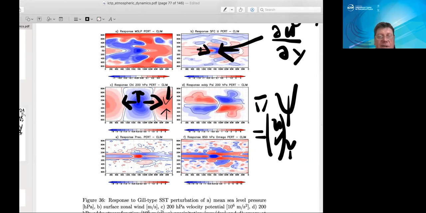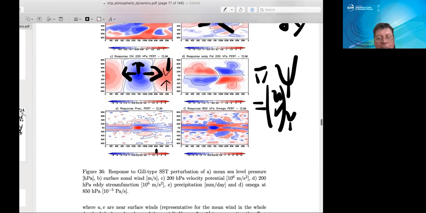So positive vorticity would lead to rising motion. So we get indeed increased rainfall in this strip. And the anticyclonic flow here would, through Ekman pumping, cause sinking motion. And so we get the suppressed rainfall. So that should fit quite well.